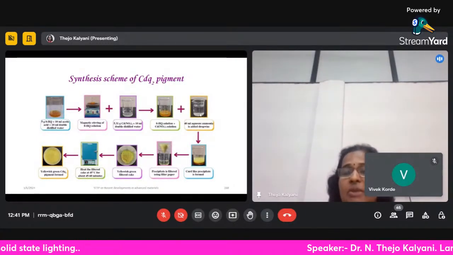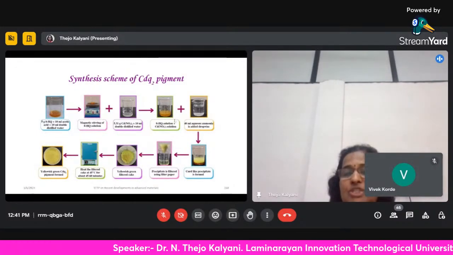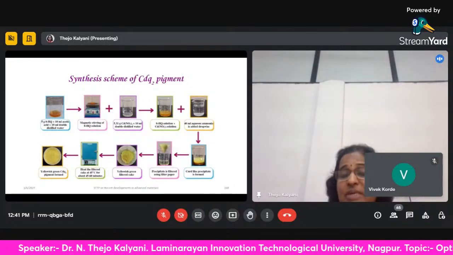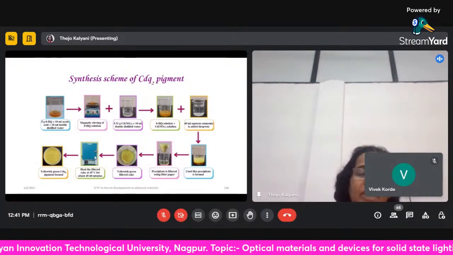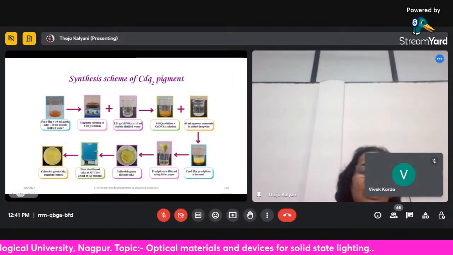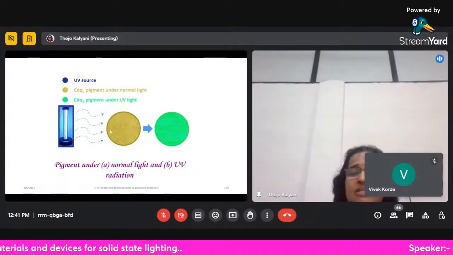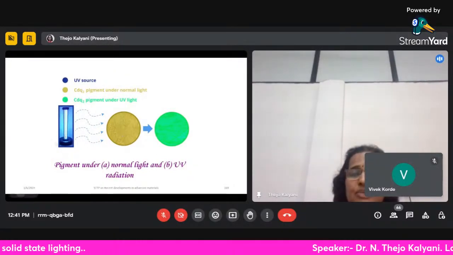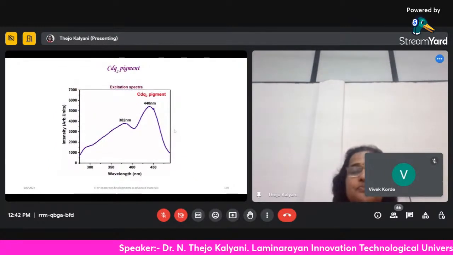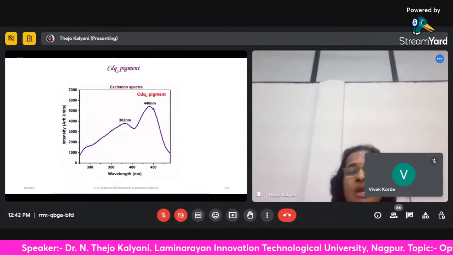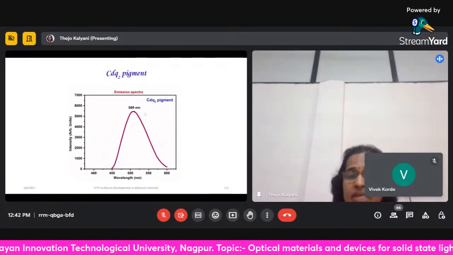Then 40 ml of aqueous ammonia is added dropwise into this combination of solution, and a curd-like precipitate is observed, and it is filtered, and then if it is kept in an oven at around 45 degrees, you can get a pigment like this, which looks yellowish green, and this is how it looks under UV light. This is under ordinary light, and this is the UV source, and this is how it looks, and this emits green light. And we have observed the excitation spectra, and this is the emission spectra, which is around 509 nanometer, which falls in the green region.